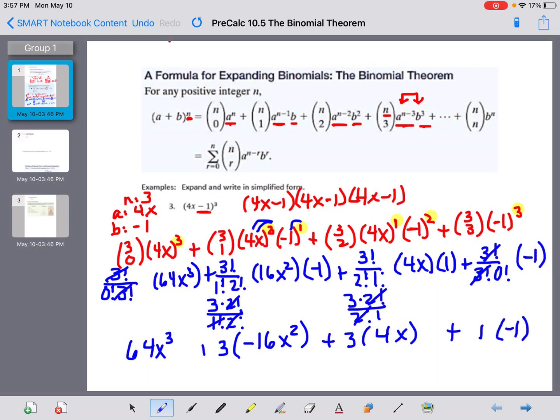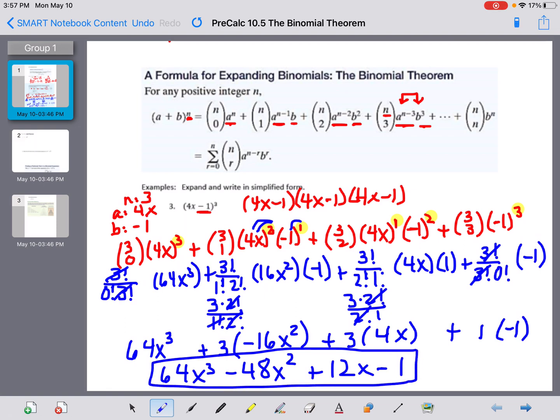All right, now a cleanup here. I get 64x cubed. 3 times all that is negative 48x squared plus 12x minus 1. And I'm like holding my breath to make sure that's my answer, and it is. Okay, so there it is. Without taking this binomial times itself 3 times, we used this binomial expansion and found the answer to that, okay?